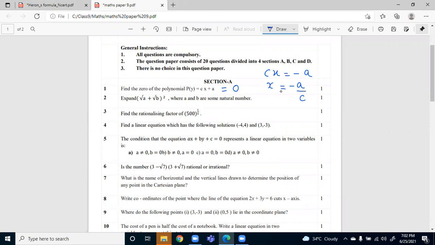So how to find the zero of the polynomial? I have to equate that polynomial to 0. Now a will move to the other side, then it will be minus a, and the c will come, it is in multiplication with x, so it becomes minus a by c.